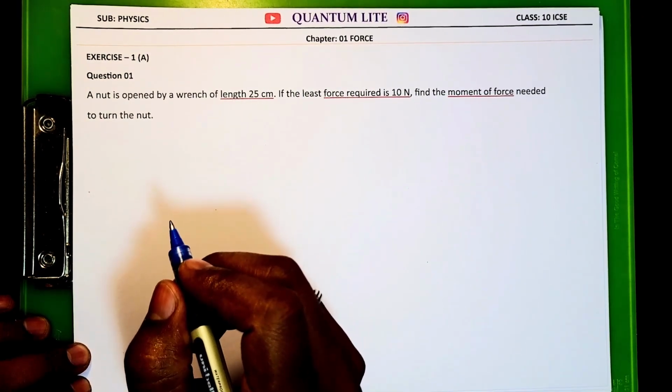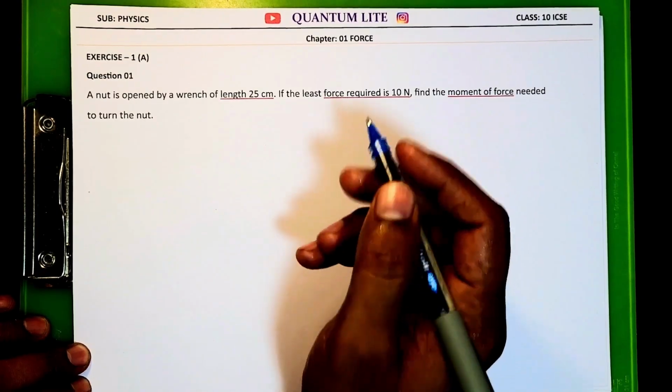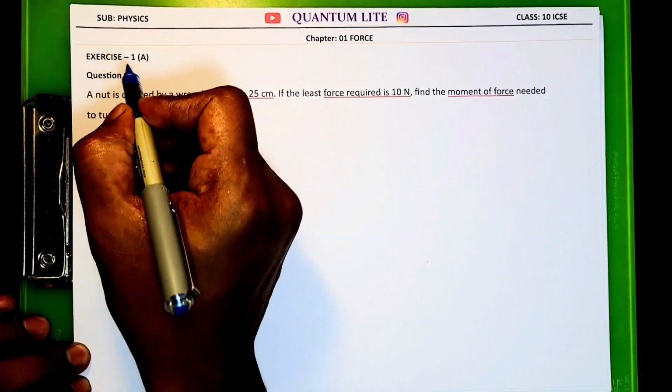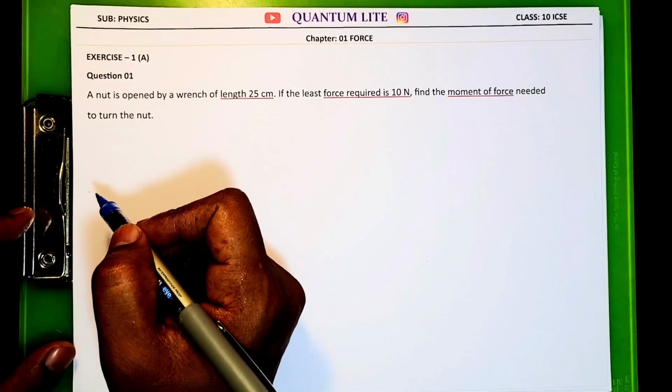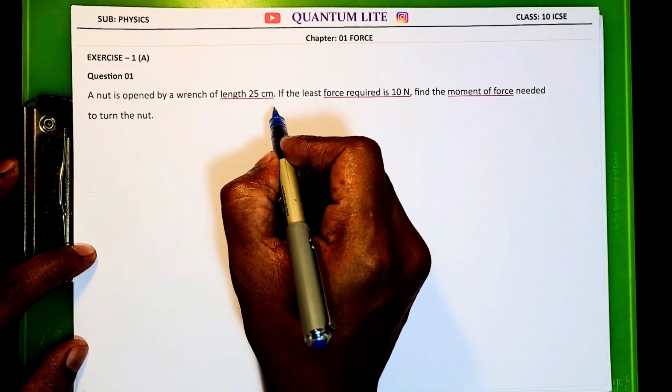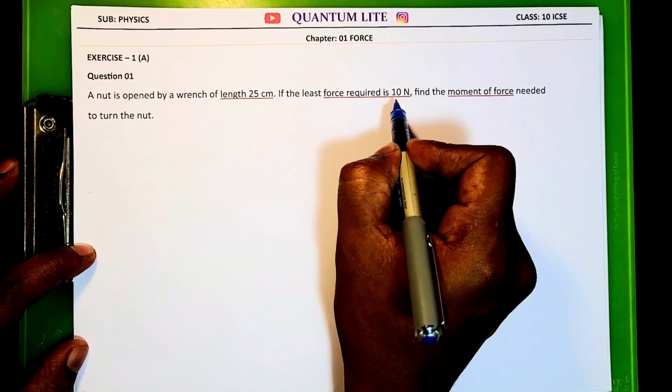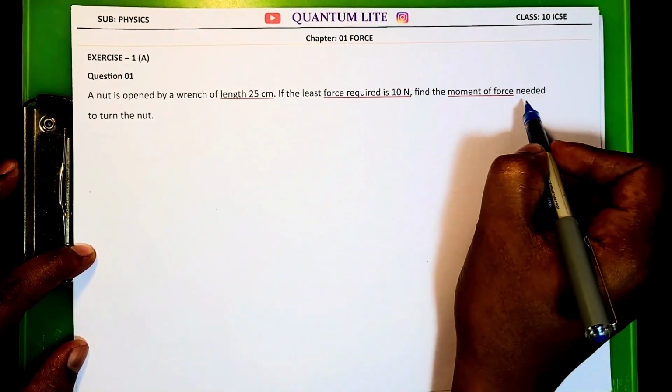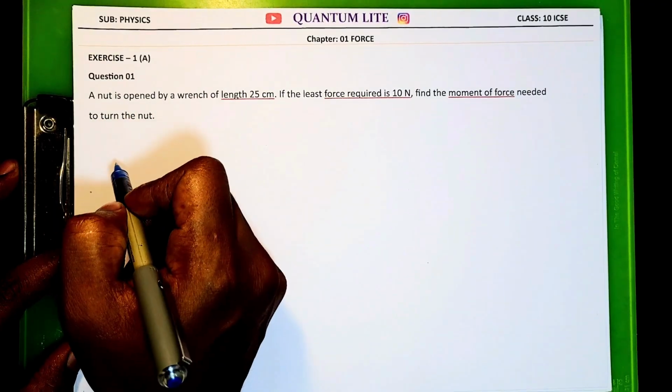So today's session we are going to solve the numericals based on the chapter Force. In that, exercise 1A, numerical 1. A nut is opened by a wrench of length 25 centimeter. If the least force required is 10 Newton, find the moment of force needed to turn the nut.